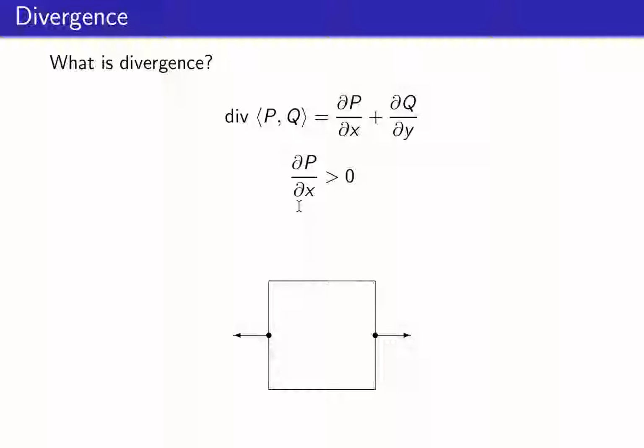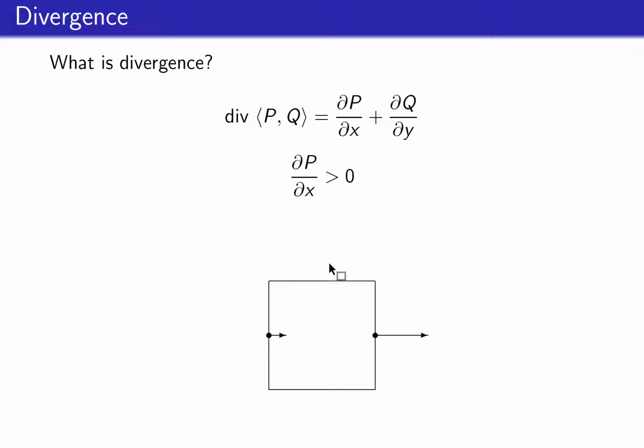If I want to know if this is positive, that means p is increasing when I go from this side to this side. But p is the x component, so I don't care about the extent to which the vectors point up or down. I just look at whether they're pointing left or right, and the extent to which they do. Here I have a p that's negative, the x component is negative. Here the p is positive. Going from negative to positive is an increase, and so this partial derivative is positive.